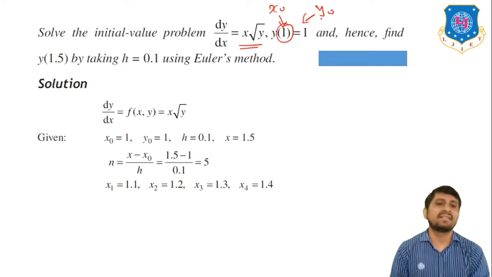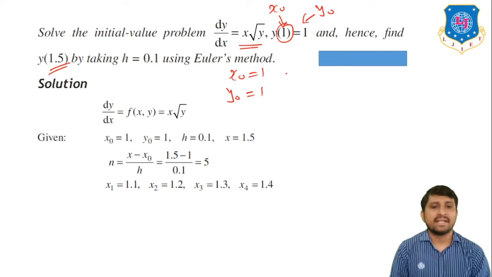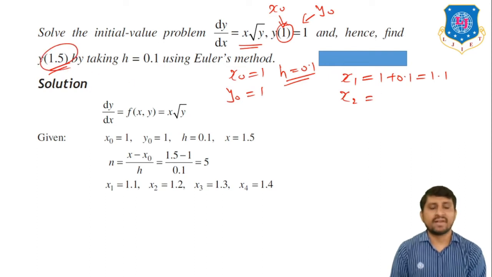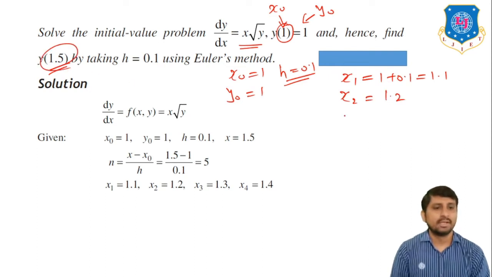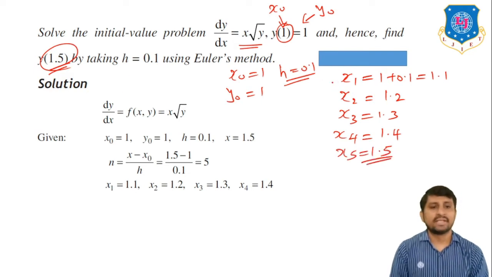That means x0 is equal to 1 and y0 is also 1, and you have to find the value of y at 1.5. H is 0.1, as given. First, what is your x1? X1 is 1 plus 0.1, that is 1.1. Then x2 is 1.2, x3 is 1.3, x4 is 1.4, and x5 is 1.5.